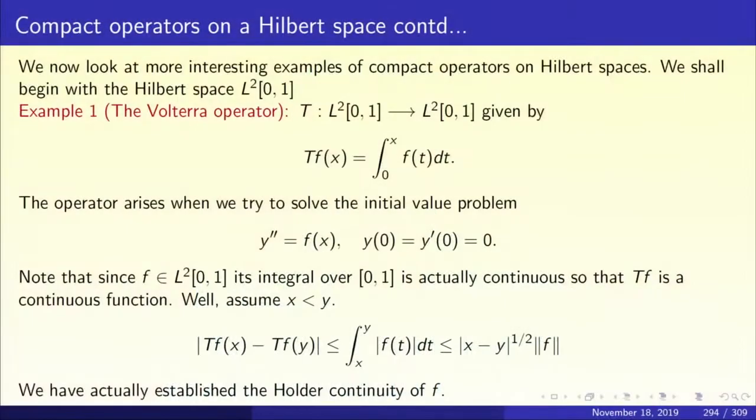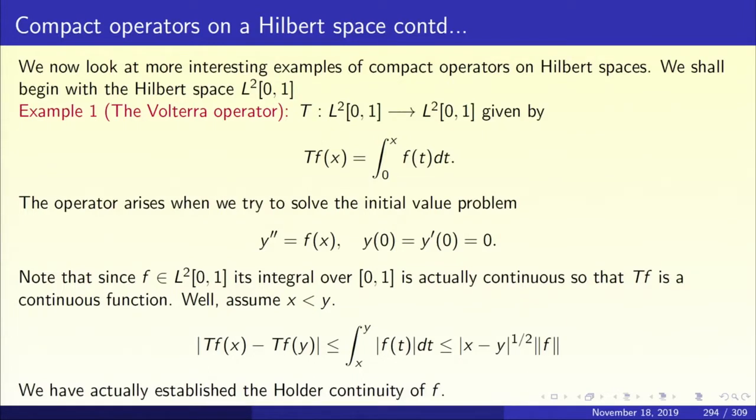Let us try to prove this directly. So let us take two elements x and y in the interval 0, 1, x less than y, and let us calculate Tf(x) minus Tf(y). Tf(x) minus Tf(y) is what? Integral from 0 to x minus integral from 0 to y. So it will be the integral from x to y of f(t) dt, in modulus. Take the mod inside the integral, and you will get mod Tf(x) minus Tf(y) less than or equal to the integral from x to y of mod f(t) dt.